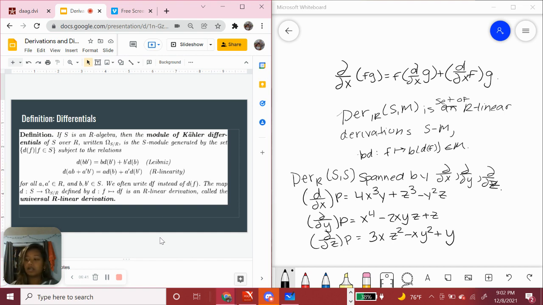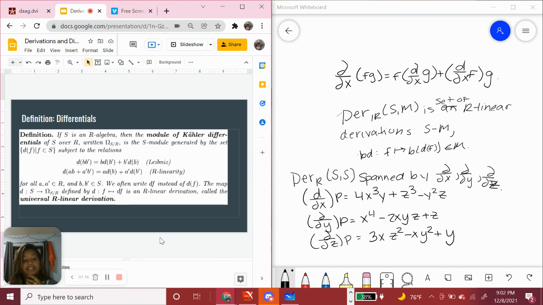differentials. So what differentials are? For the definition, it's saying if S is an R algebra, then the module of Kähler differentials of S over R, written omega S over R, is the S module generated by the set D of F, such that F is in S. And it has to have the following properties. It has to follow Leibniz's rule and R linearity. And like I said, it's just saying for all A prime in R and B prime in S. That's just saying for all of those things.